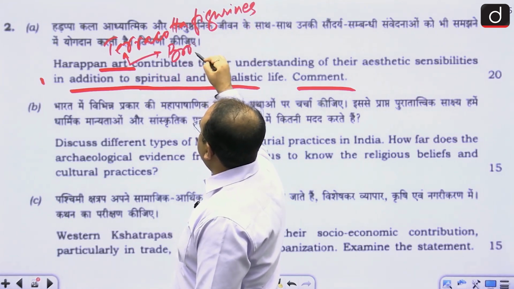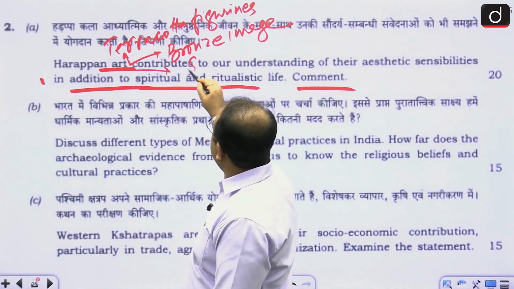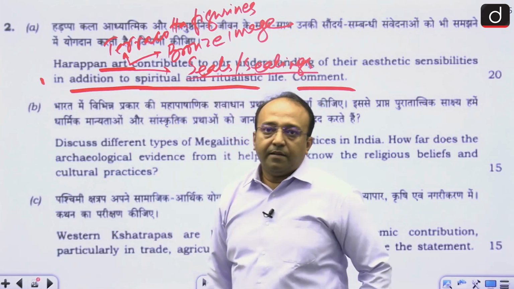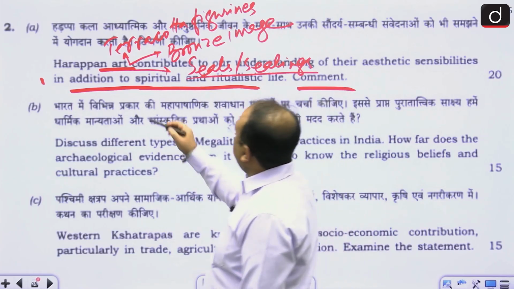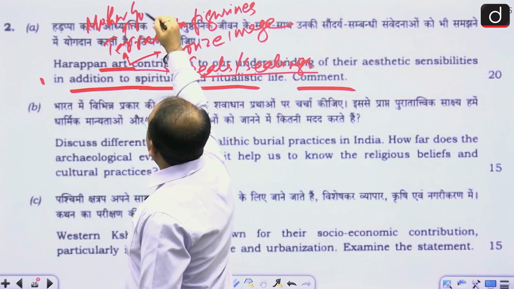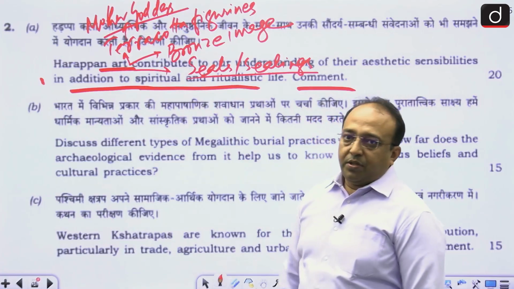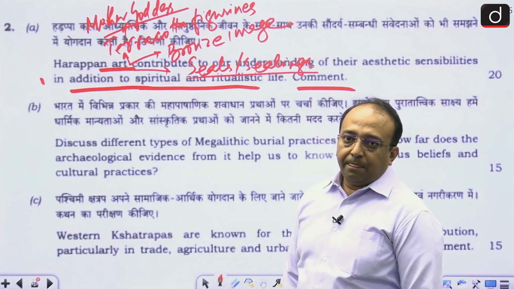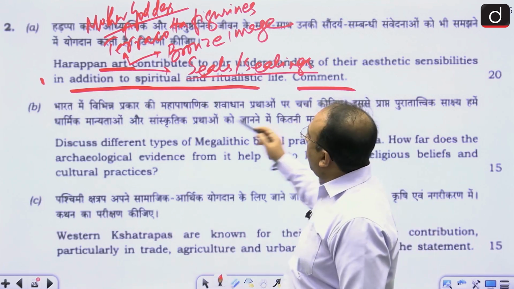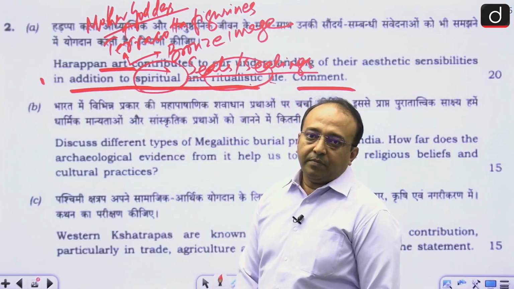The bronze images, a bronze image particularly, then also the seals and ceilings. Then also the images of Mother Goddess mainly. So, these are the art forms that we have found. In these art forms, you have to only explain how these also explain the spiritual and ritualistic lifestyle of the Harappan people.